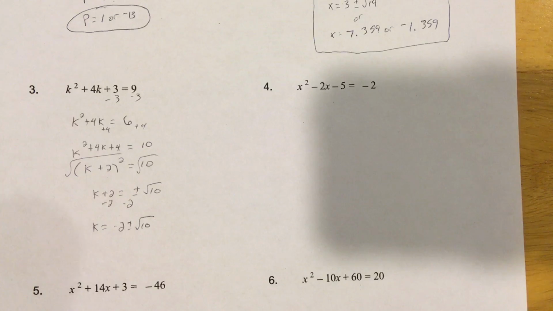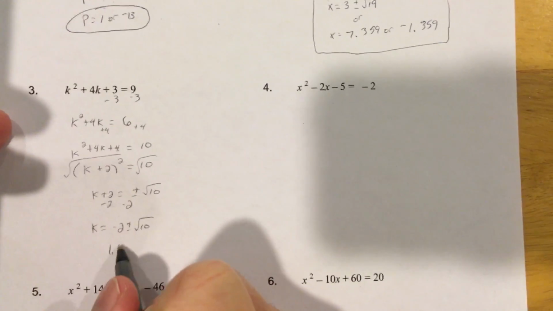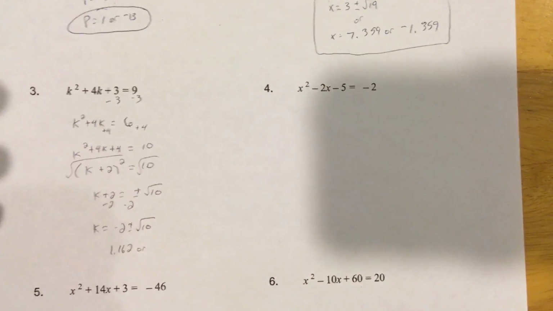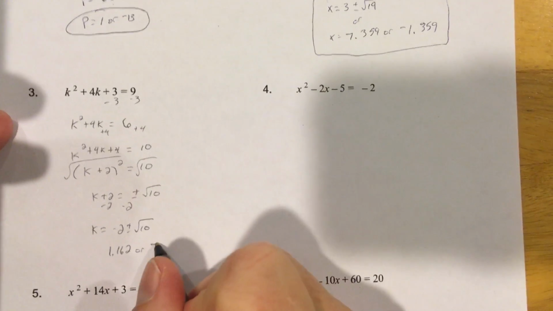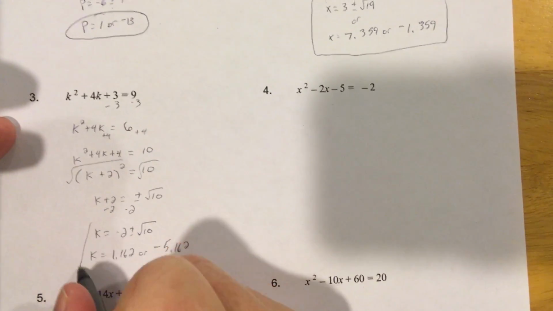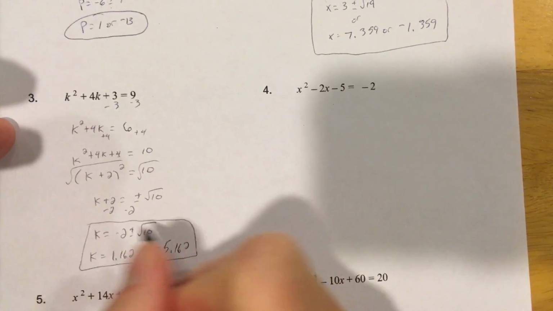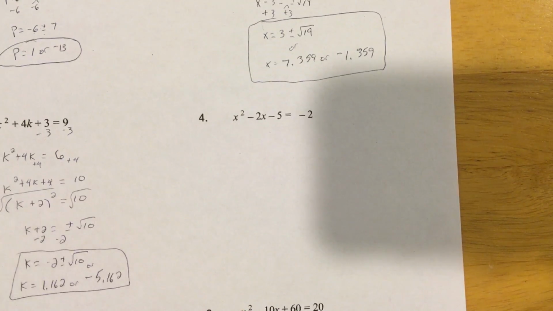Negative 2 plus square root of 10 is 1.162. Negative 2 minus square root of 10 is negative 5.162. So k equals that or that. So either one of these, again, depending on the context, would be our answer.